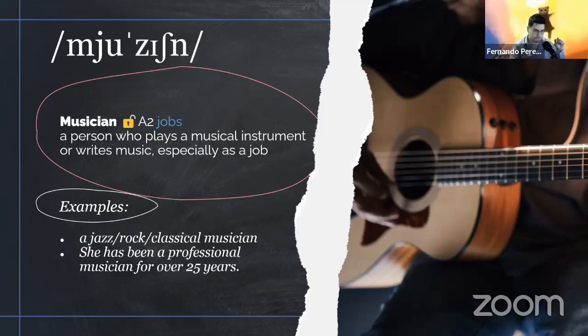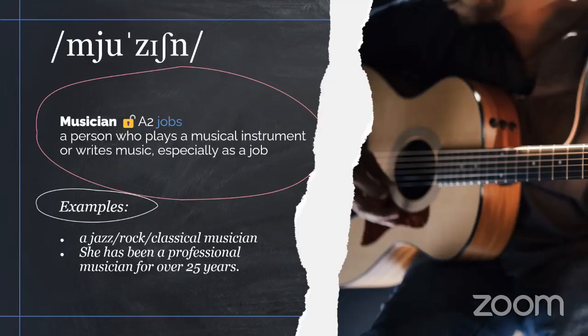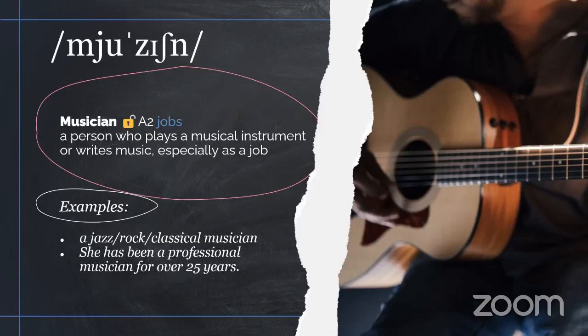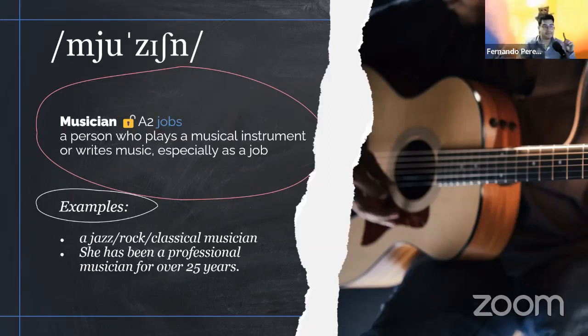Musician. A person who plays a musical instrument or writes music, especially as a job. Perfect. That is correct. Examples. A jazz or rock or classical musician. She has been a professional musician for 25 years. Perfect. Watch out, it doesn't say ever.